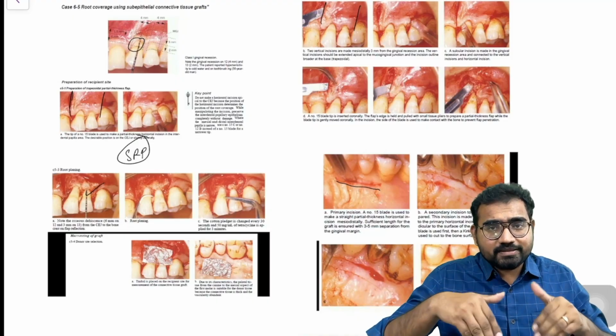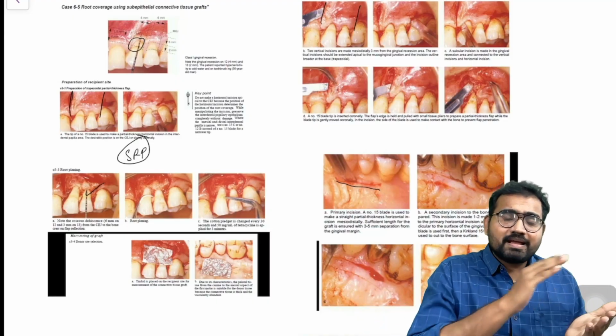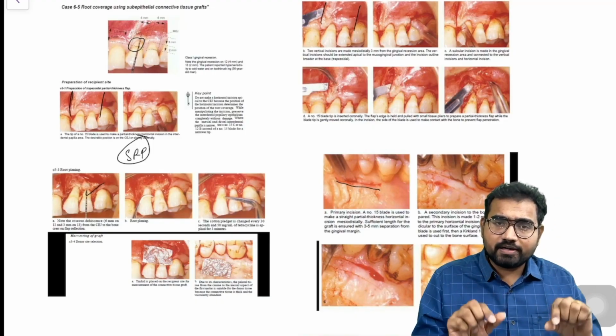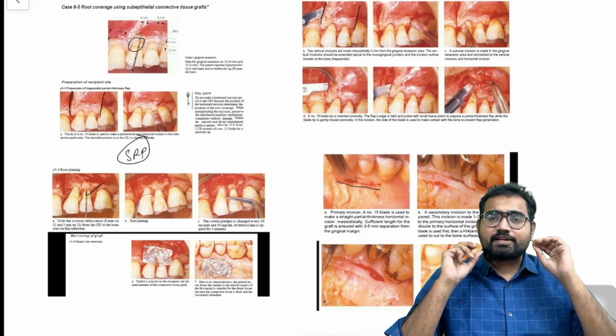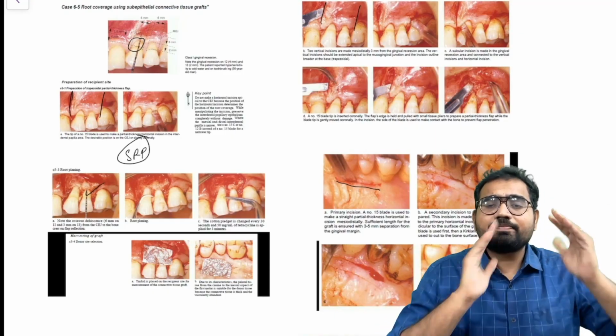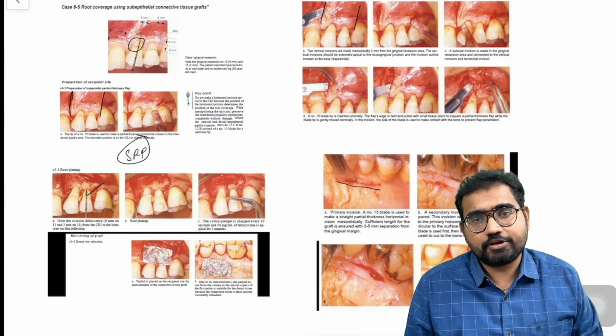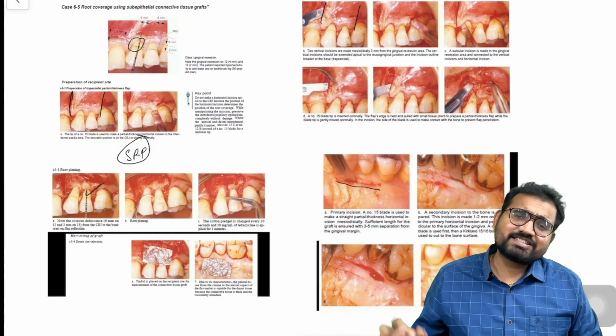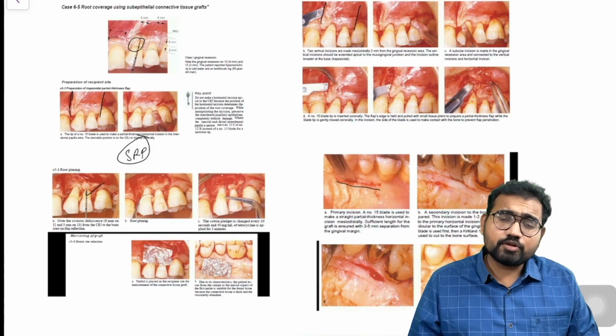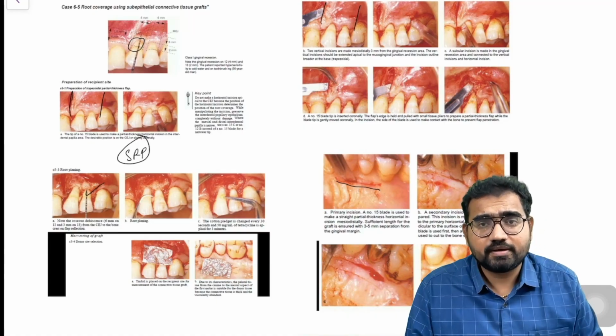I'm going to dissect the epithelium and move it off, and then for the underlying connective tissue I'll place another incision very similar to the FGG. I'll take this connective tissue graft with the overlying epithelium, place it over and suture it off. Right, so this is what a connective tissue graft looks like. Again, it is technically demanding, and you might also need to trim the tissues if needed.